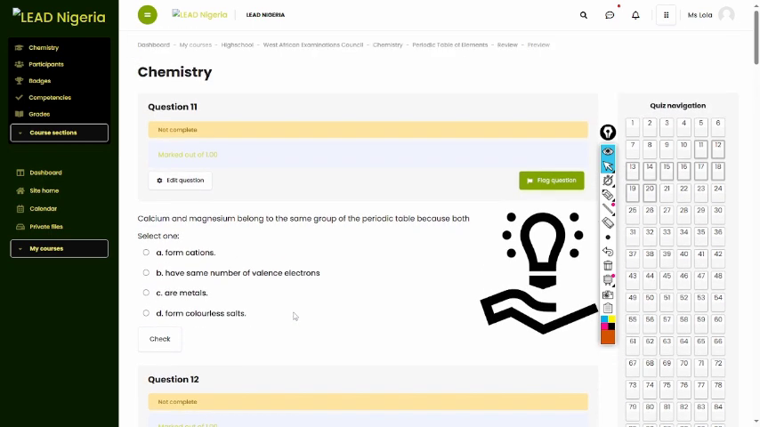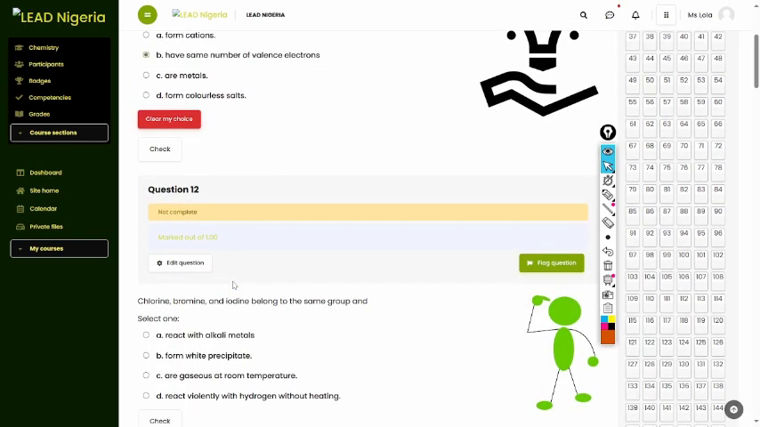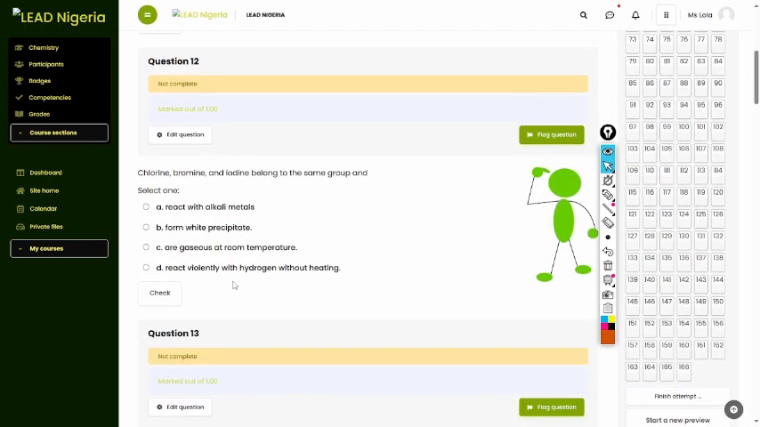Question 11. Calcium and magnesium belong to the same group of the periodic table because they both... Okay, so the question is repeated. So atoms that belong to the same group have the same number of valence electrons, which means they have the same number of electrons in their outermost shell. Chlorine, bromine, and iodine belong to the same group, and so which of those options also describes chlorine, bromine, and iodine? Option A, react with alkaline metals.